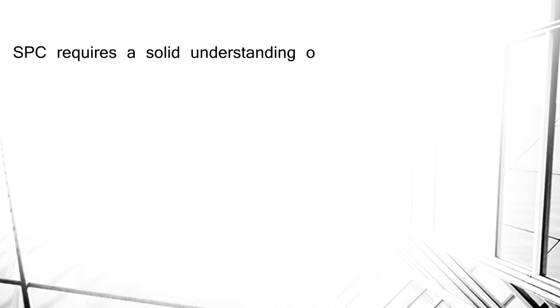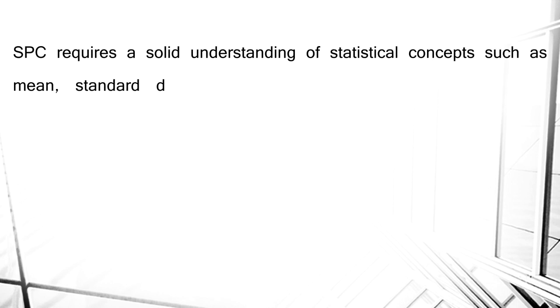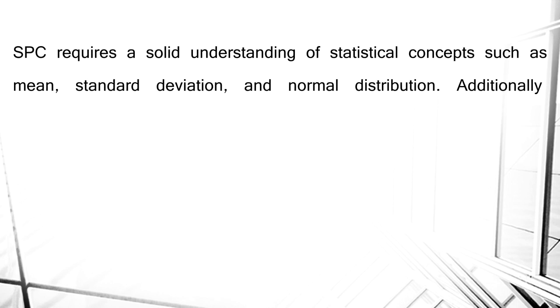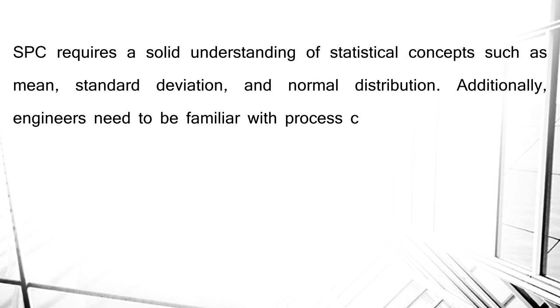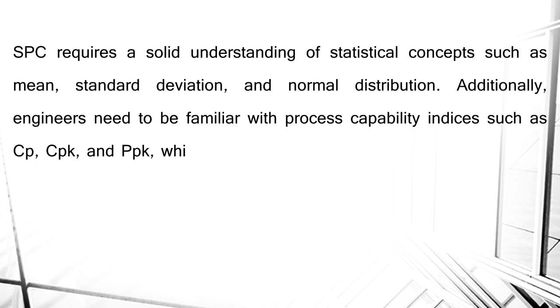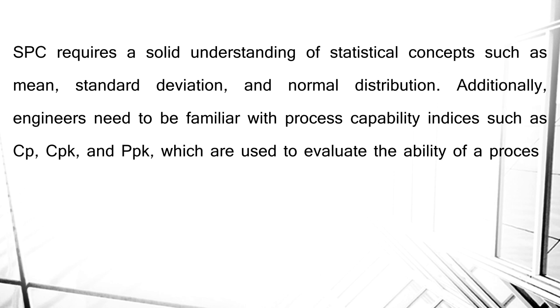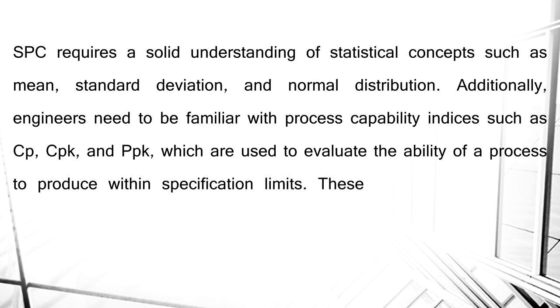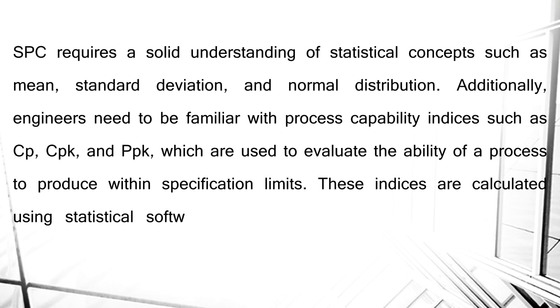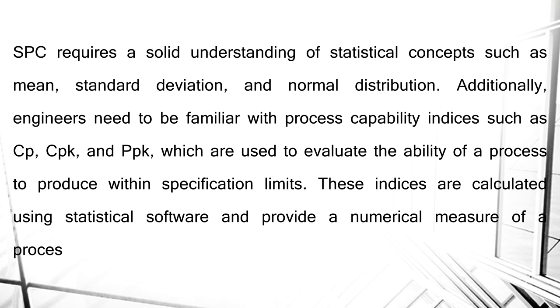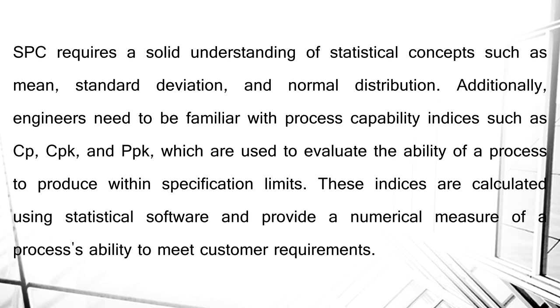SPC requires a solid understanding of statistical concepts such as mean, standard deviation, and normal distribution. Additionally, engineers need to be familiar with process capability indices such as Cp, Cpk, and Ppk, which are used to evaluate the ability of a process to produce within specification limits. These indices are calculated using statistical software and provide a numerical measure of a process's ability to meet customer requirements.